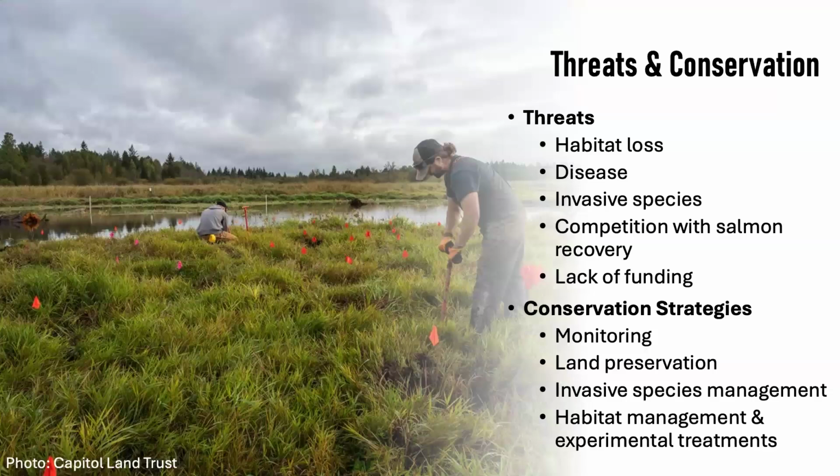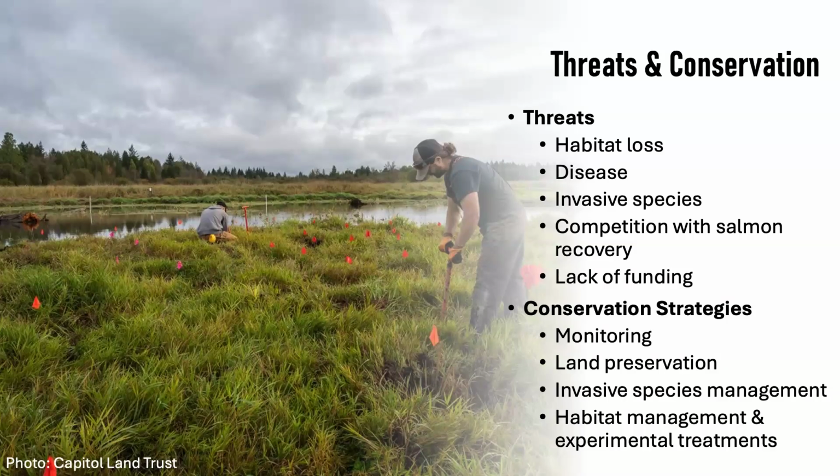Like I mentioned, the species faces many threats, including habitat loss from development pressure, and lack of preservation of wetland landscapes over time. Disease can cause widespread population damage to sensitive amphibians like Oregon spotted frog. Invasive species like reed canary grass and bullfrogs, which are a large frog species that will eat anything they can fit in their mouth, including Oregon spotted frog.